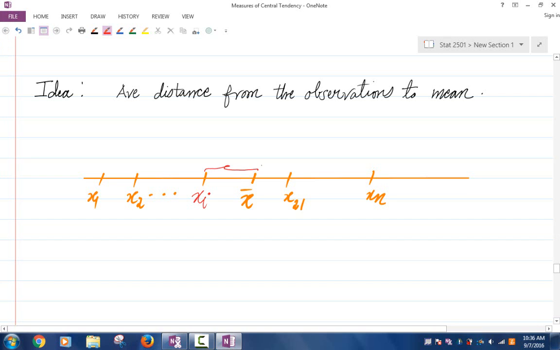Let's just say the distance is xi minus x bar. So one idea would be to look at the average distance from the observations to the mean, which means that from each observation xi, you subtract the sample mean, and you sum over all values of i. Is that making sense? And then I divide by n, let's say.